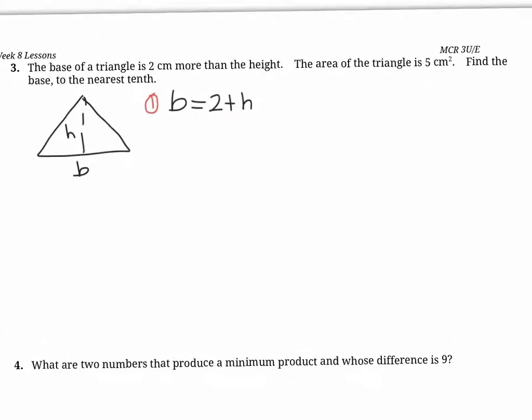So the area of the triangle is 5. Let's come up with an equation for that. We know that the area of a triangle is base times height divided by 2, and we know that it's 5. So there are 2 equations. Then it says, what is the base to the nearest tenth? So we're just looking for a particular point here, not the vertex. It doesn't say anything about this being the maximum or the minimum area.